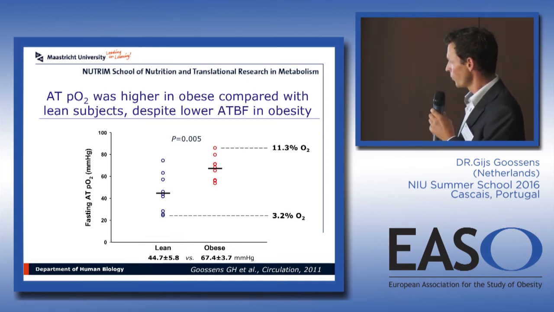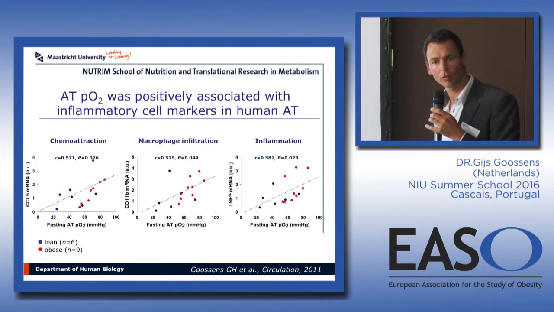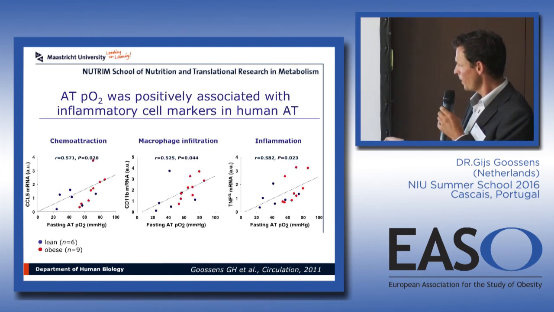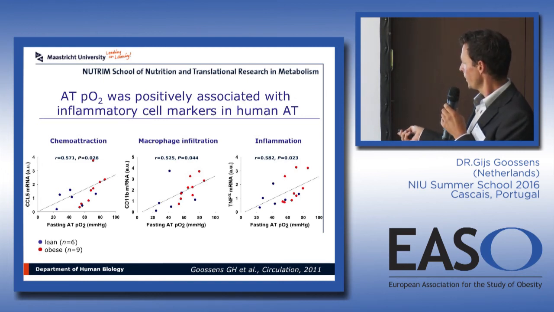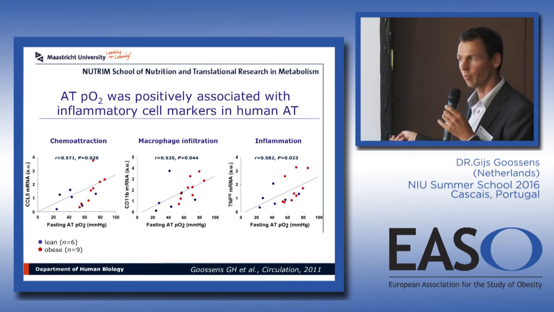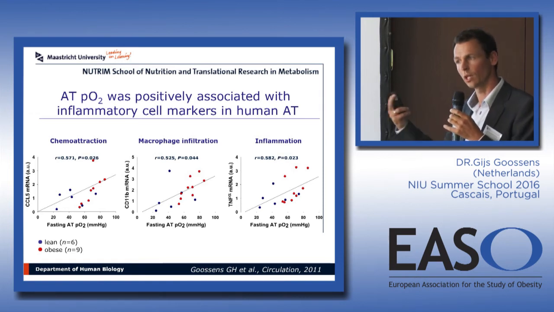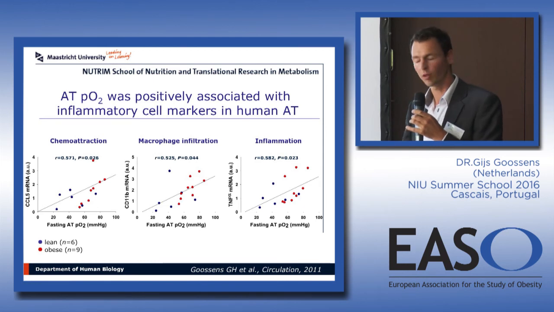An interesting observation was that we found a significant positive association between adipose tissue oxygen tension and several markers of chemoattraction, macrophage infiltration, and inflammation. In this case, for example, TNF-alpha. So the higher the oxygen tension in obese individuals, the higher the inflammation.